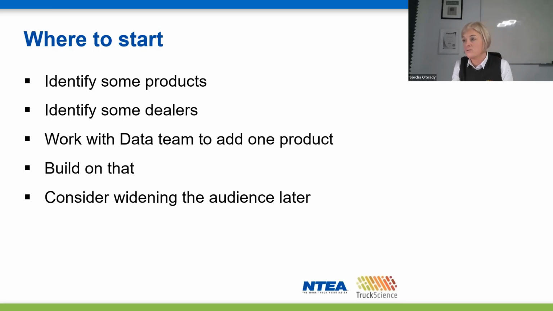If you're a manufacturer, we would recommend that you identify some products or even a product, work with the data team to add that product, and then decide who should have access to it. As I said, we recommend that you start by putting something into the distributor library and consider widening the audience later. Or indeed, if you have a level of comfort to make the information available to the public, if it's already on your website, for instance, you could start by putting it straight into the public library.